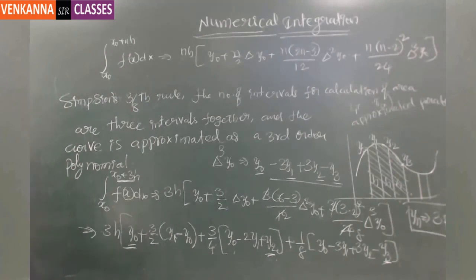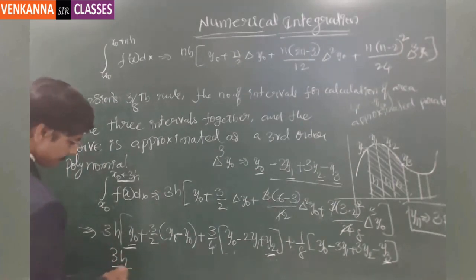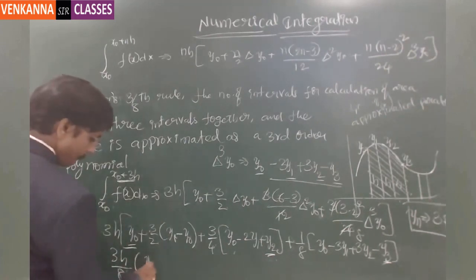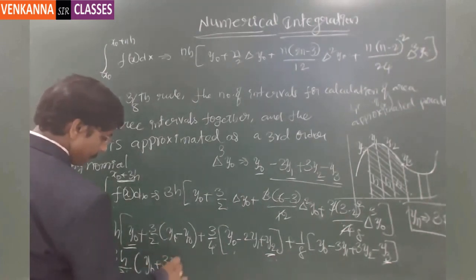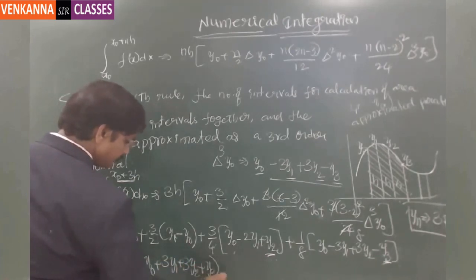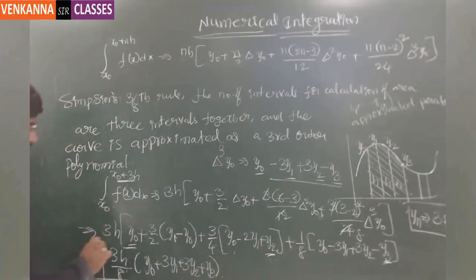I will put the equation. So this is 3h by 8 times of y0 plus 3y1 plus 3y2 plus y3. So this is the simplified form for this area A1.